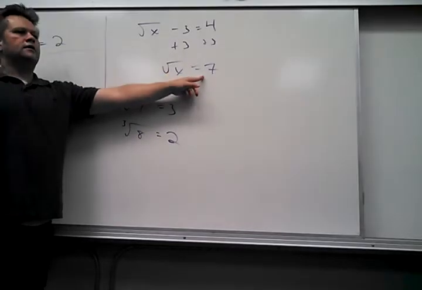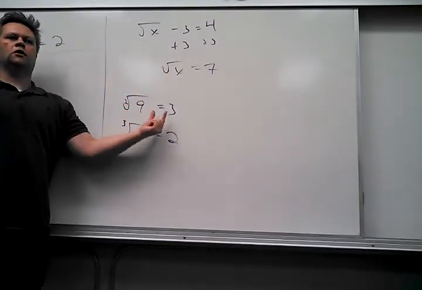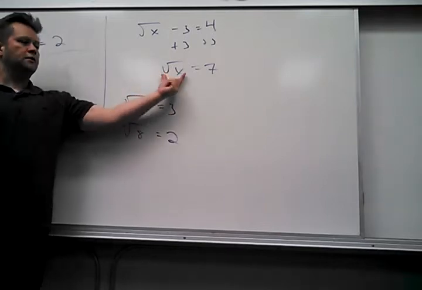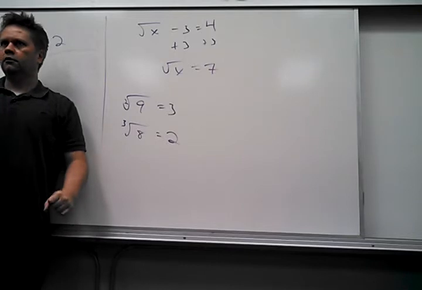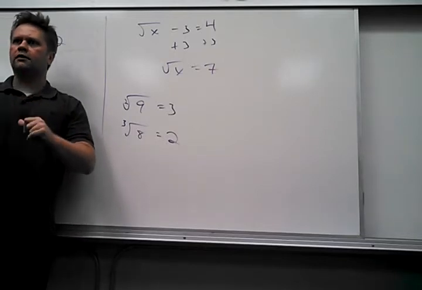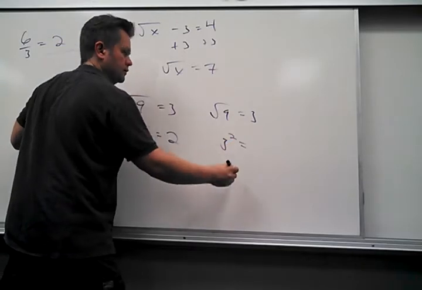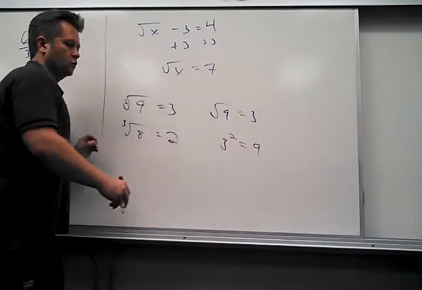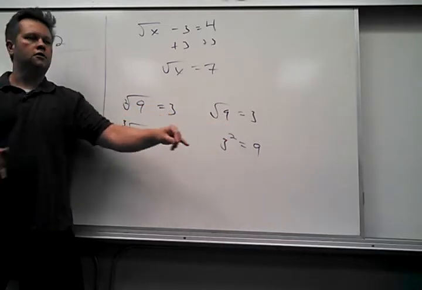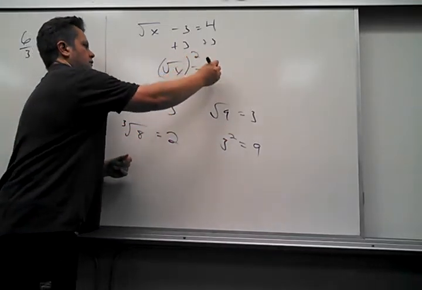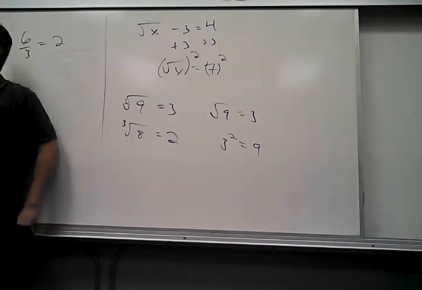So coming back to this, if the square root of 9 is 3 because 3 squared is 9, the opposite of the square root must be squaring. If I square something, that's the opposite of taking the square root. Square root of 9 is 3. 3 squared is 9. So when I square, don't I undo the square root? Don't I get back to where I was? So then if I square both sides, that's how I would solve that equation.